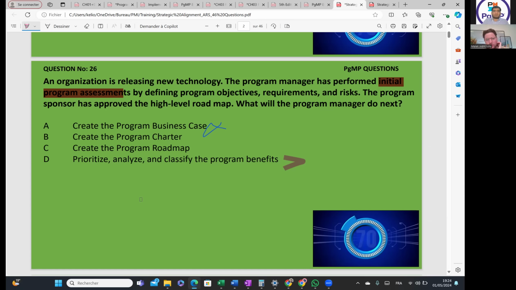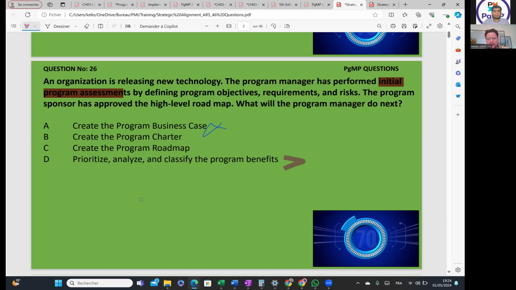The business case is clear. When you make the initial program assessments, you make them before the program boundary, right? So when you come inside, what is the first interface between your organization and the program, which is your program business case? Unless you have the business case, you cannot classify the benefits. So A should be the right answer.